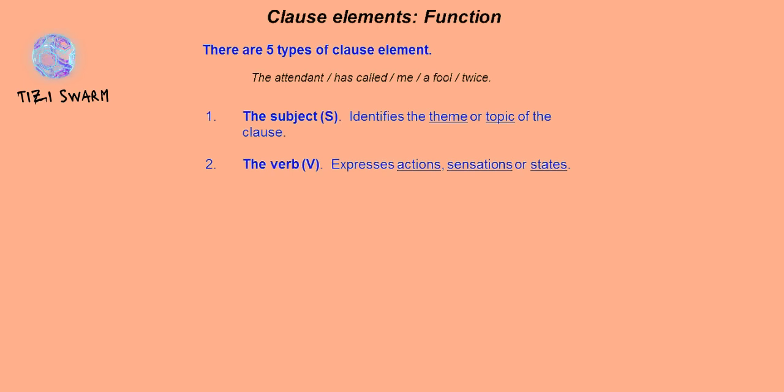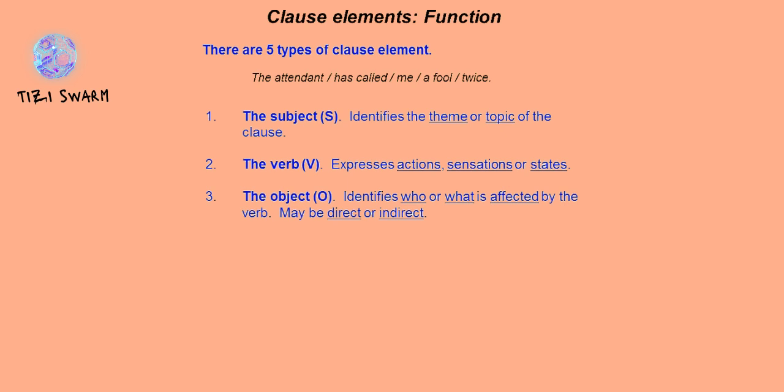Another element is the verb element, and that tells us about actions or sensations or states. Okay, so it's not just a doing word, it can be a being word as well, or a feeling. And then we've got the object element, and that tells us who or what is affected by the verb. Okay, so that's the thing that's being influenced by the verb. And there are 2 types of object. There's a direct and there's an indirect object.